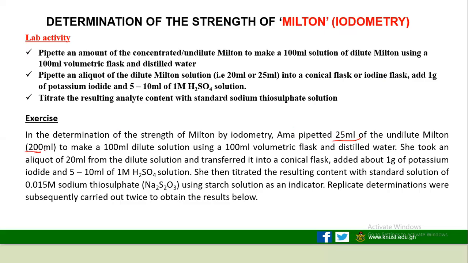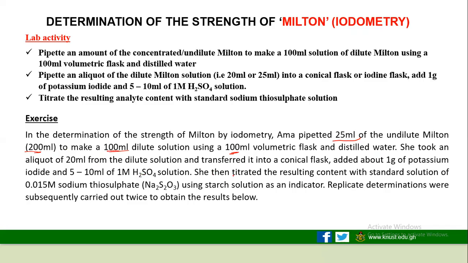So that means the undiluted one is 200 ml, right? To make 100 ml using a 100 ml volumetric flask and distilled water. She took an aliquot of 20 ml from the dilute solution and transferred it into the conical flask. Added about 1 gram of potassium iodide and 5 to 10 ml of 1 molar H2SO4.